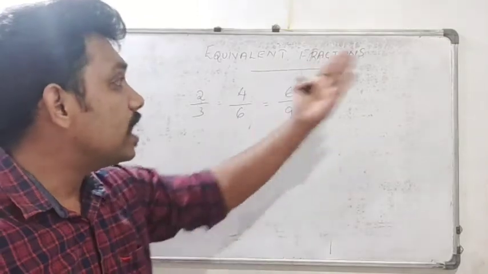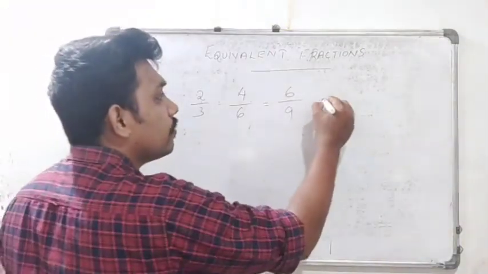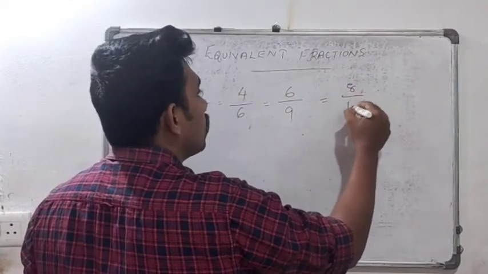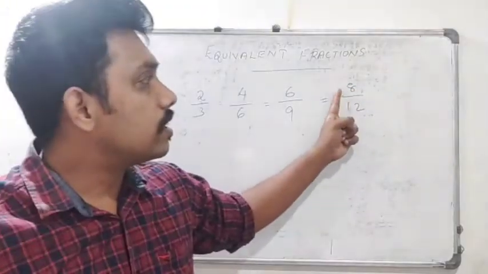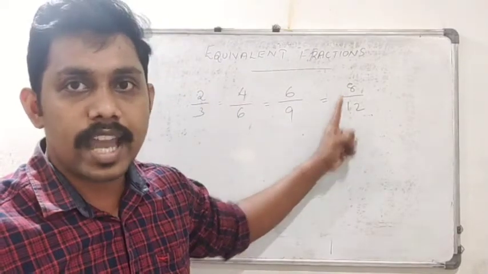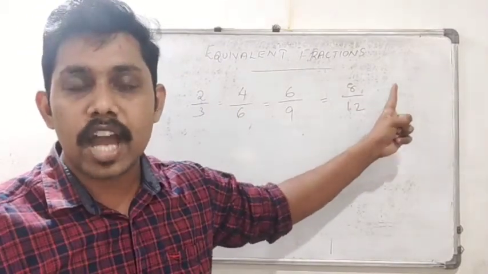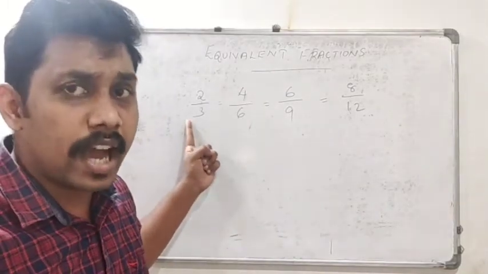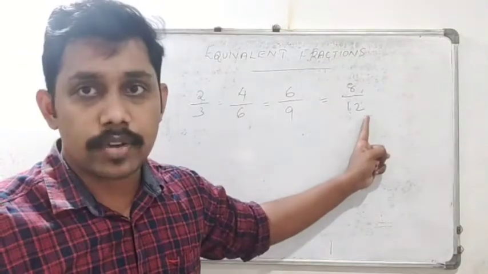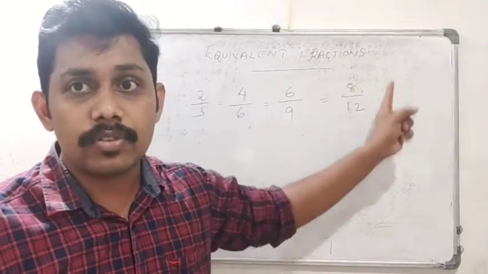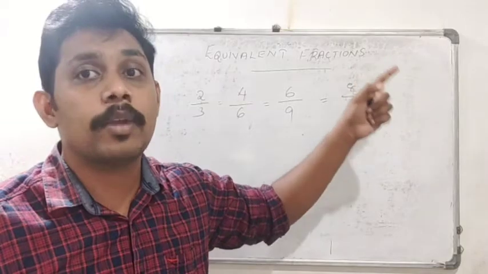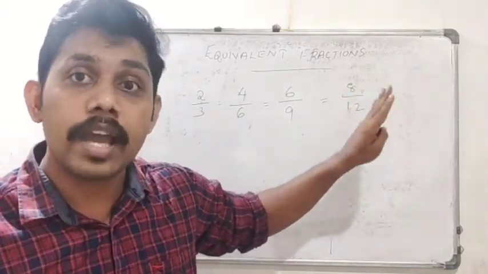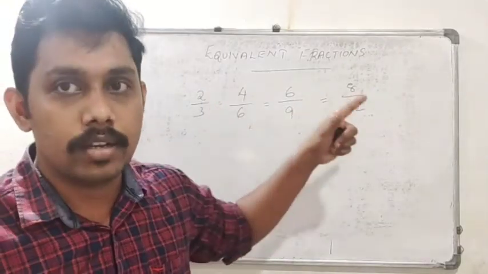And also, 2 fours are 8, 3 fours are 12. So I have a fraction 8 by 12, where the numerator is 8 and the denominator is 12. From the small fraction I multiply and get a large fraction. And from this large fraction, if I divide the numerator and denominator by the same number, I get the small fraction. They are equal, isn't it?